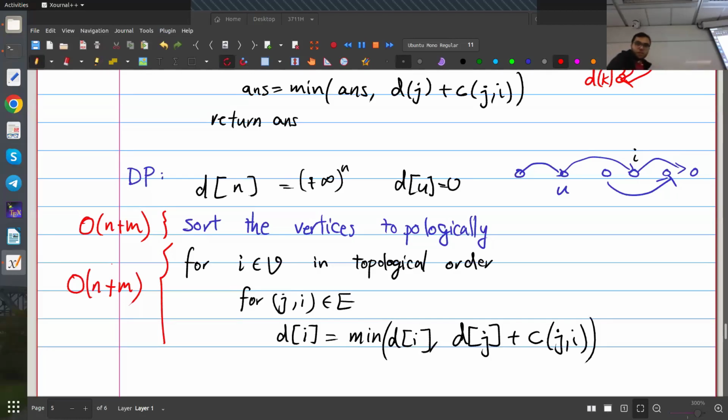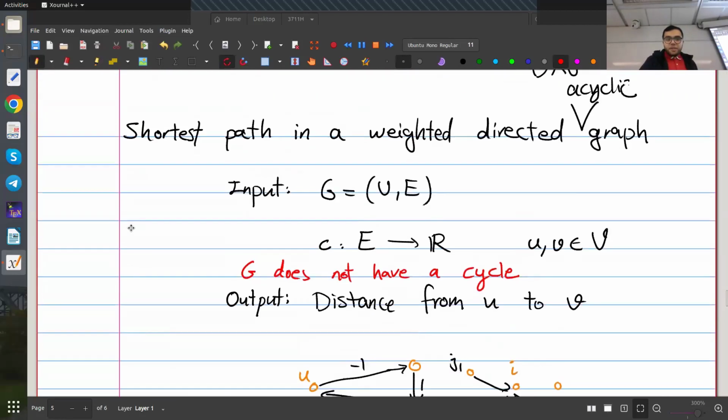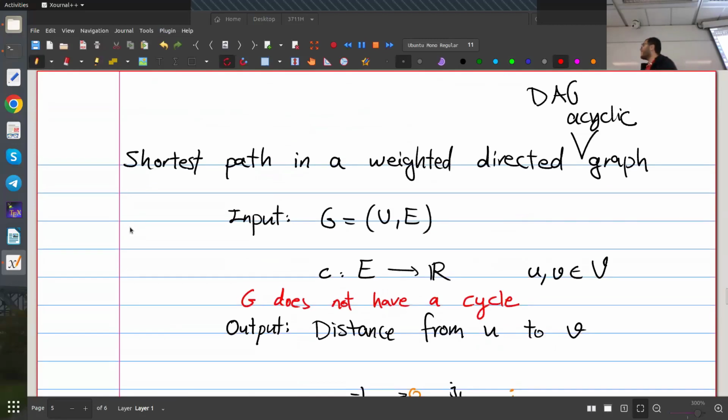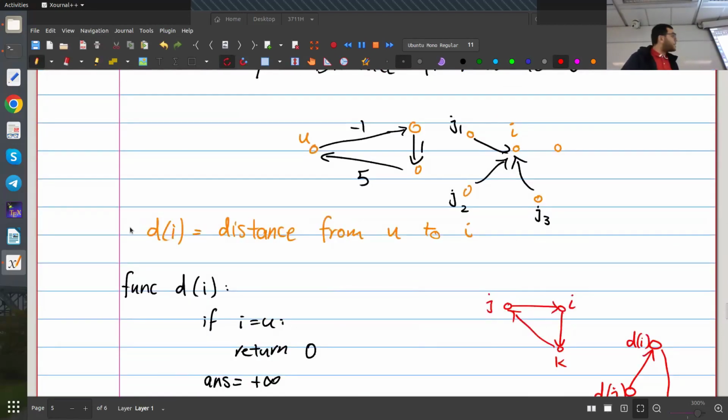Okay. But unfortunately, my algorithm here only works for acyclic graphs, right? So how can I extend this to algorithms on graphs that actually have cycles? Now you see, for the same problem, I can actually define my dynamic programming in many different ways, because I am the one who gets to decide how to divide my problem into subproblems. I'm the one who decided that my subproblems are going to be of this form: d(i) is the distance from u to i. I could also choose any other form.